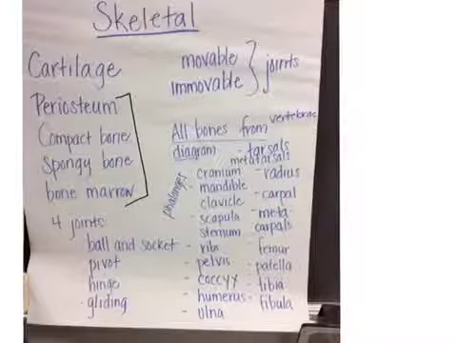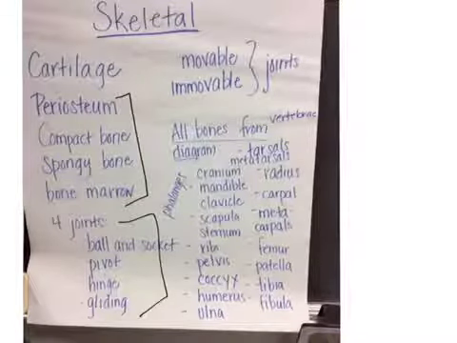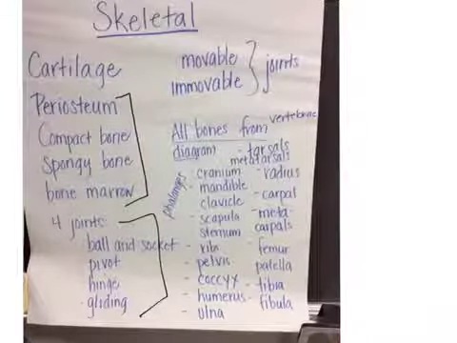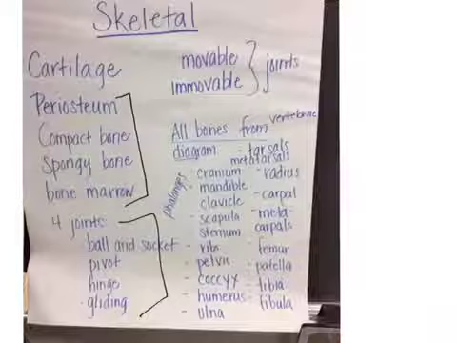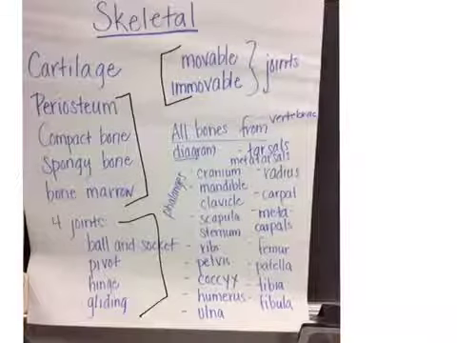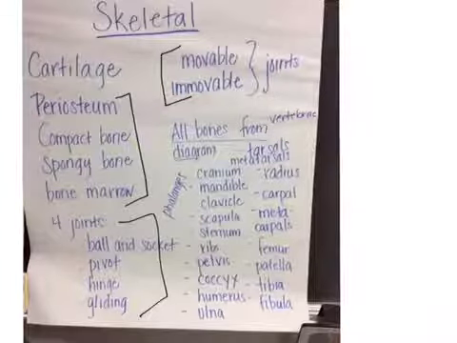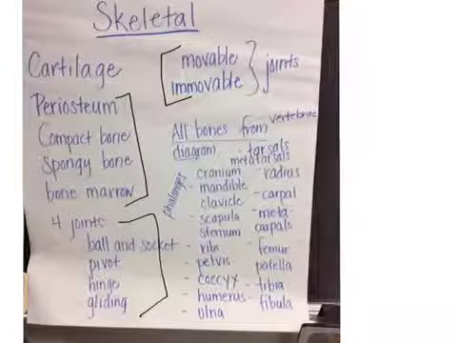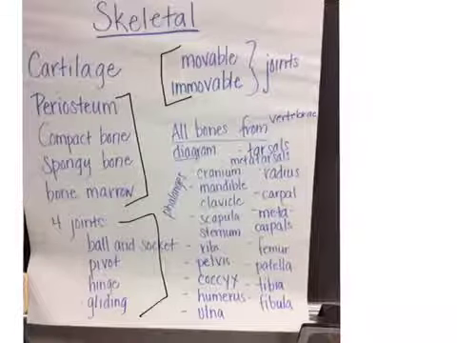And then you have 4 different types of joints. You're going to need to know what those joints are and where to find them in the body. And we'll talk about that in a minute. Then you have 2 types of joints, movable and immovable. So just like the muscular system is broken up into voluntary and involuntary muscles, the joints in our skeletal system are divided into 2 categories, movable and immovable. So obviously movable can move and immovable can't.